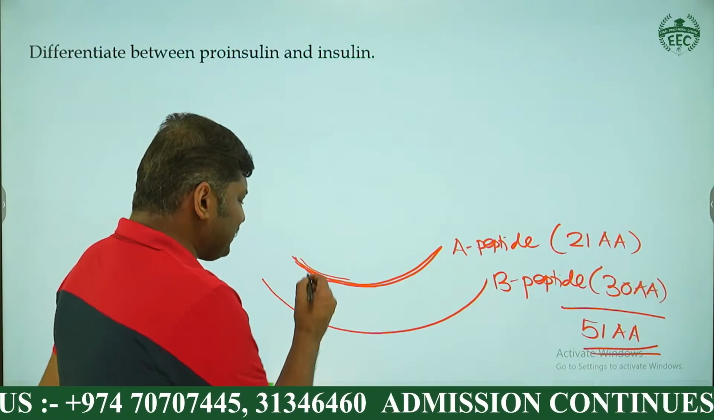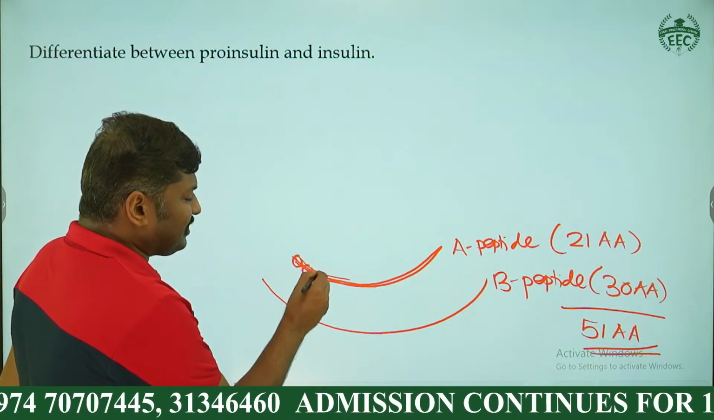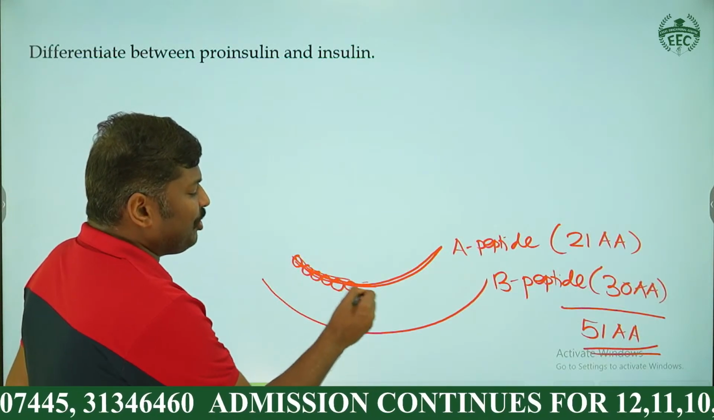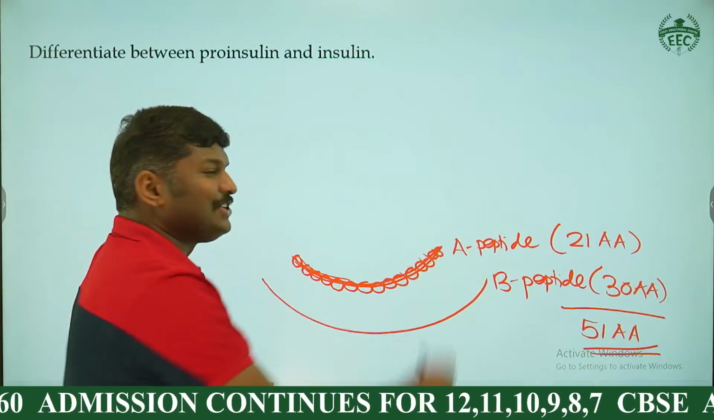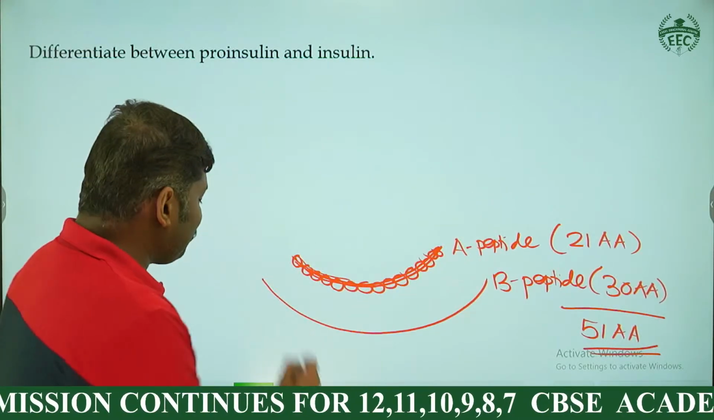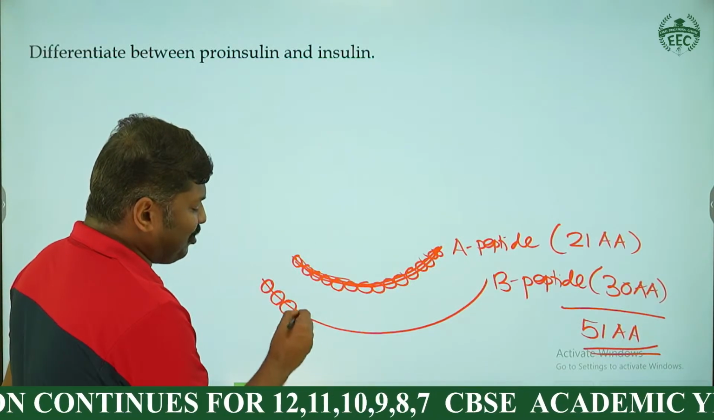And here, this is the first one, second one, third one, fourth one, like that. The total number of amino acids is 21. I'm not drawing all the 21, but this is the method: amino acid, amino acid, amino acid, you can see.